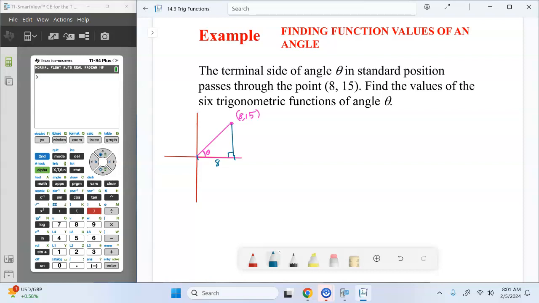Okay? Now, looking at the leg that runs parallel to the y-axis, how tall does that have to be in order to get up to the point (8, 15)? Okay? So your ordered pair gives you the two legs of your right triangle. And then we want to find the radius. We want to find the distance from the origin, which is just the hypotenuse.